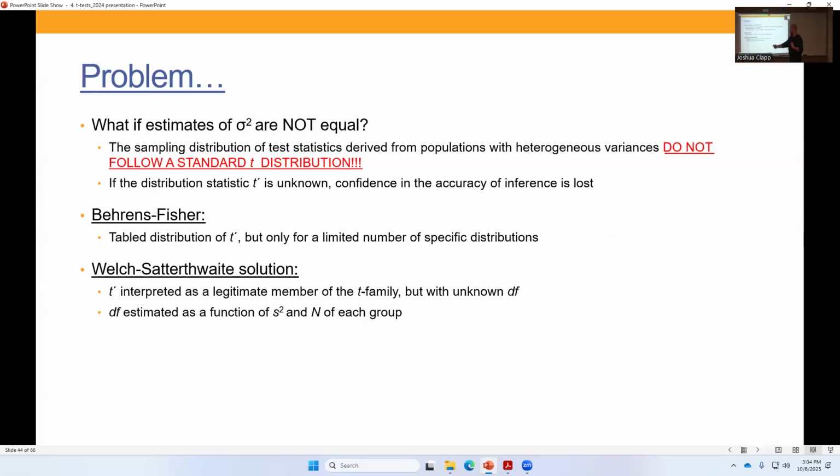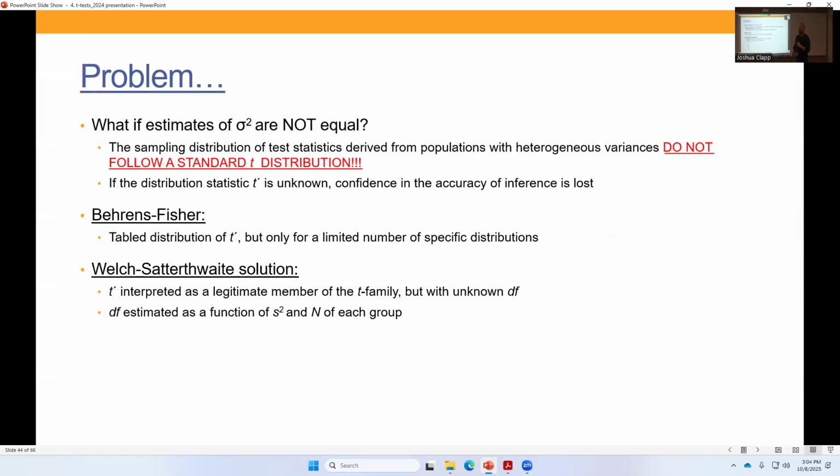Welch-Satterthwaite is saying that the distribution of your test is somewhere in that table. We just don't know what value it is, right? Because when we violate assumptions, we still have a T distribution. It just doesn't match up with the degrees of freedom that we would expect. And so we have to estimate the degrees of freedom as an approximation here, okay?